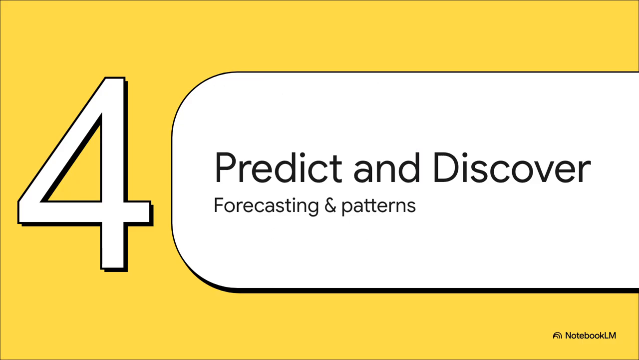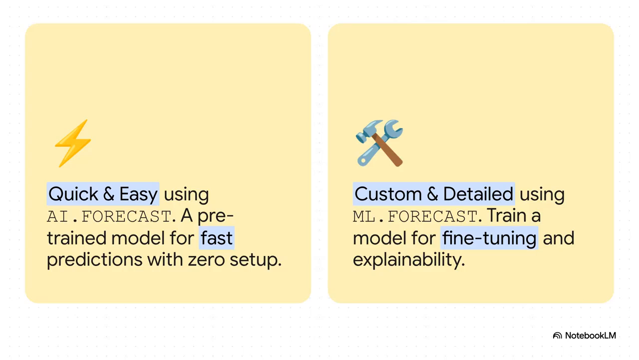Beyond understanding the data you have right now, BigQuery ML also lets you look into the future and find patterns you never knew existed. So let's talk about prediction and discovery. When it comes to forecasting, let's say predicting future sales, you have two fantastic paths. For a quick, powerful prediction with literally zero setup, you can use AI.forecast. It uses a pre-trained model called TimesFM that's ready to go. But if you need more control, maybe you want to include things like ad campaigns and you need to explain why the forecast is what it is, you can build a custom ARIMA model with ML.forecast. You get to choose incredible speed and simplicity or deep customization and explainability.